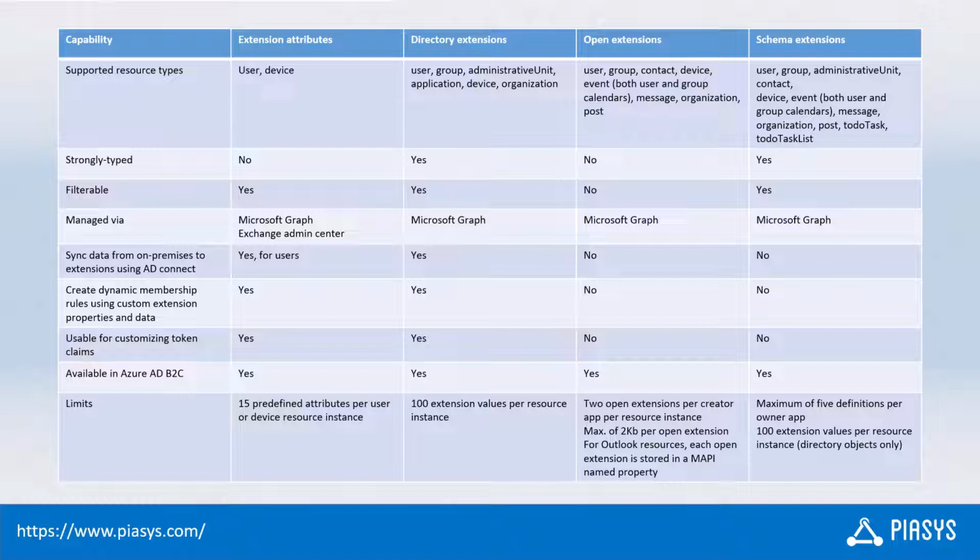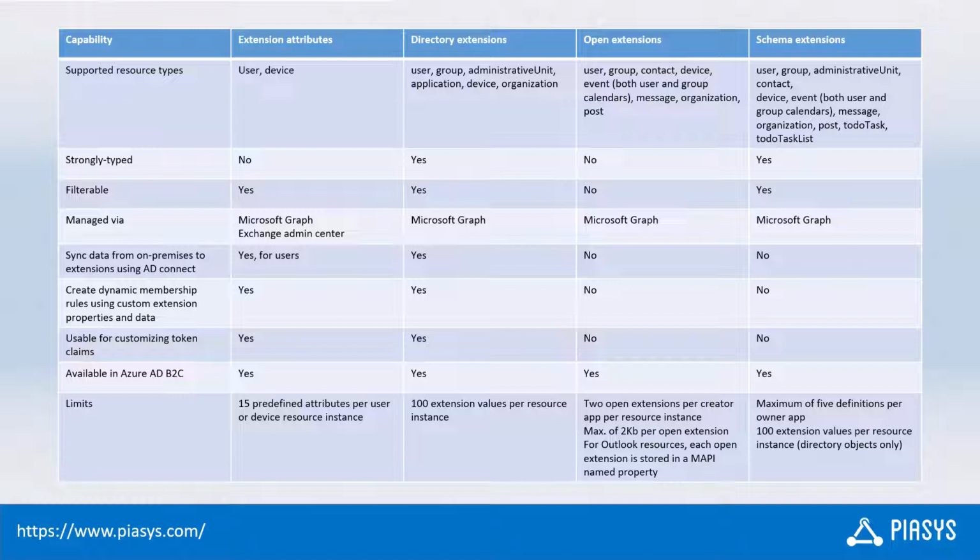Thinking about the strongly typed support, again, the extension attributes do not support strongly typed values, while the directory extensions and the schema extensions do support fully typed properties. If we think about filtering capabilities, well, you can do filtering almost with every extension option except with open extensions. All of them can be managed via Microsoft Graph, and eventually the extension attributes can also be managed using the Exchange Admin Center, which is not really useful when you are a developer and you want to create a developer solution, but still good to know.